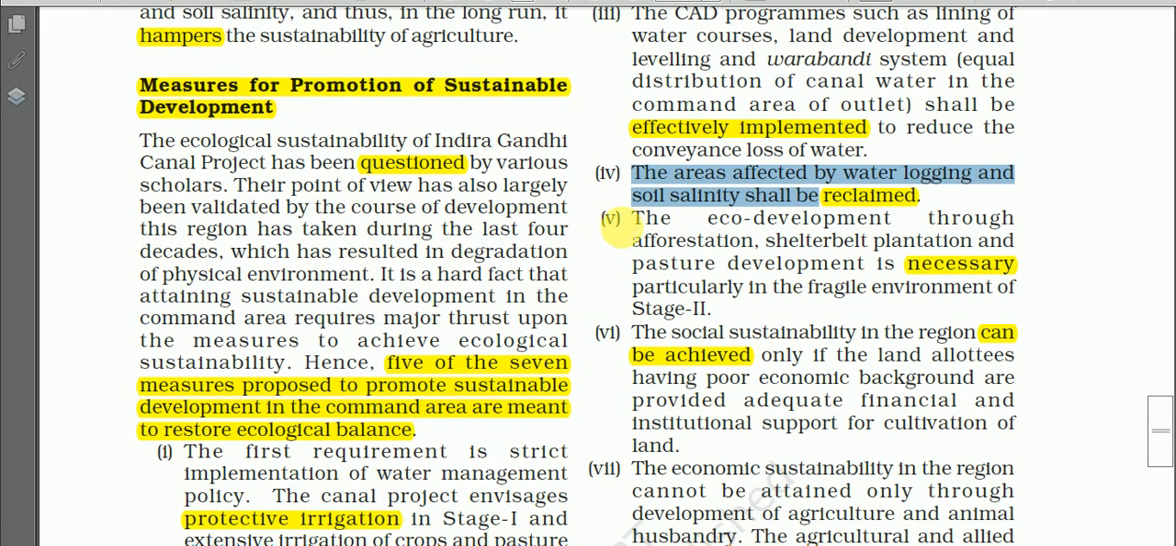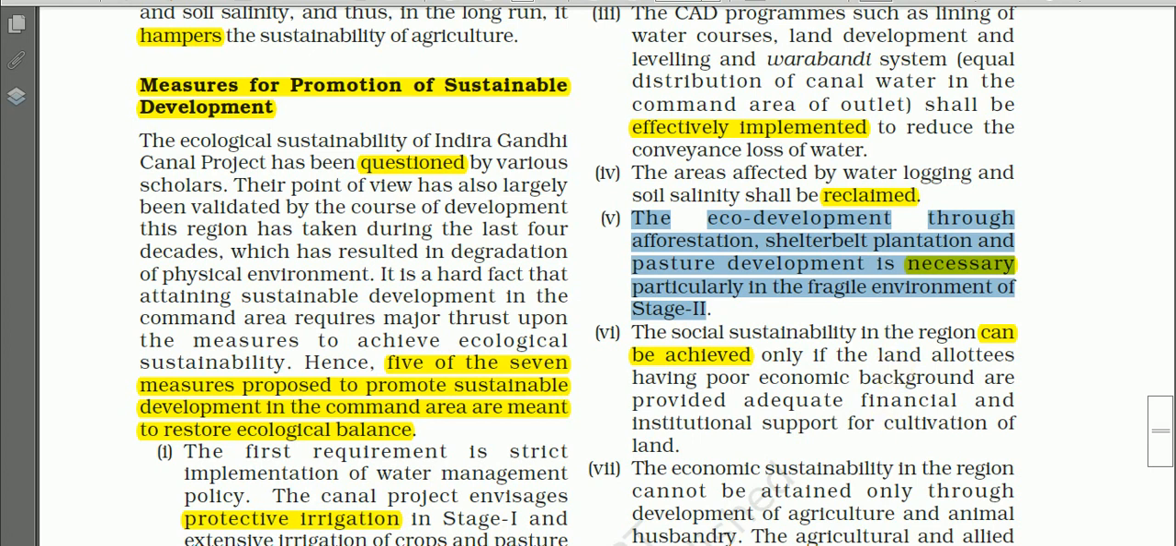Then the eco development through afforestation, shelter belt plantation and pasture development is necessary, particularly in the fragile environment of stage 2. Okay, eco-development plans like afforestation programs, plantation of trees, then shelter belt plantation and grassland development is necessary in the fragile environment of stage 2. Fragile environment means that the ecological balance is disturbed.